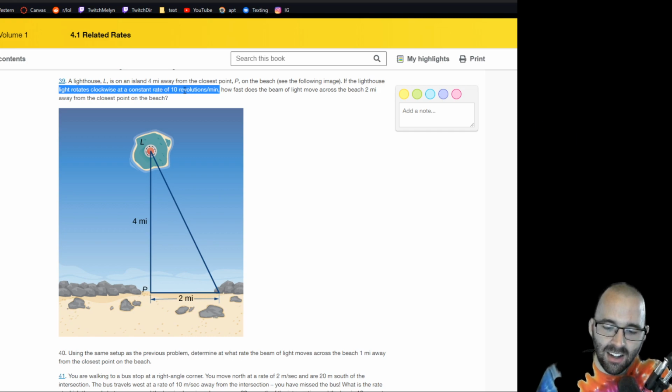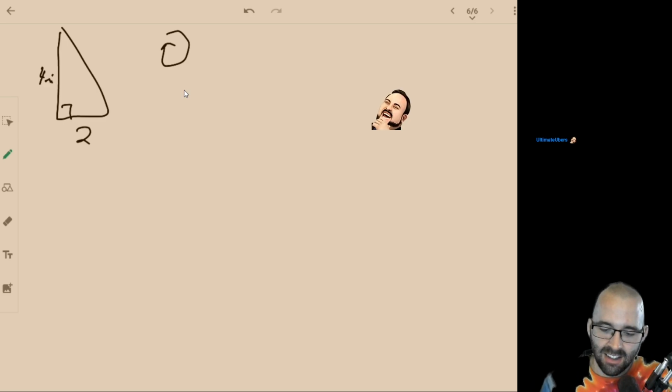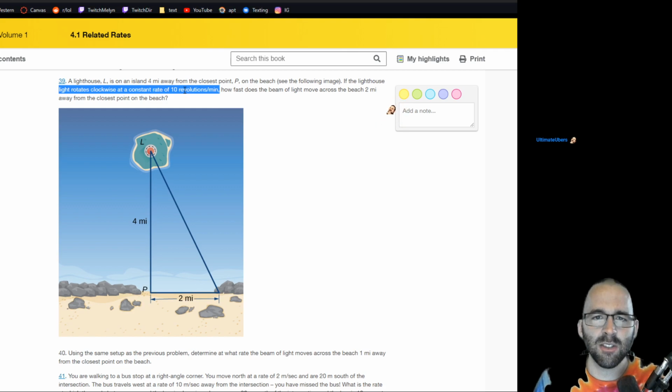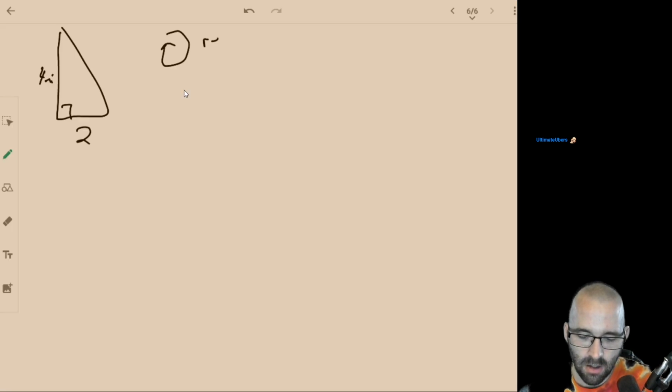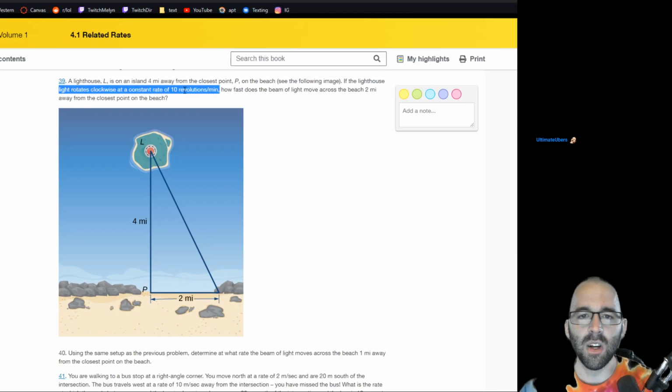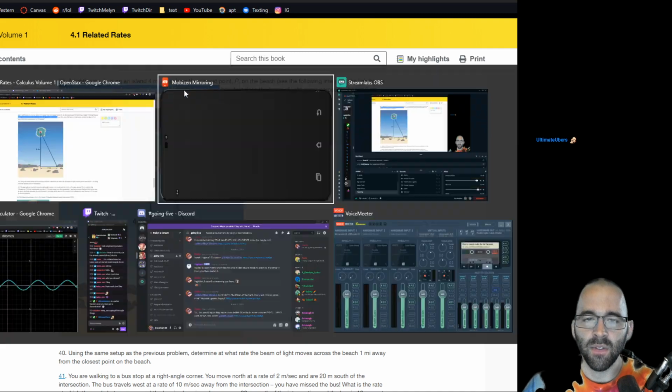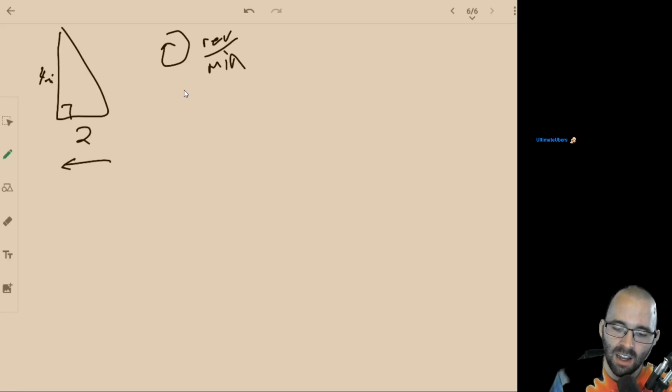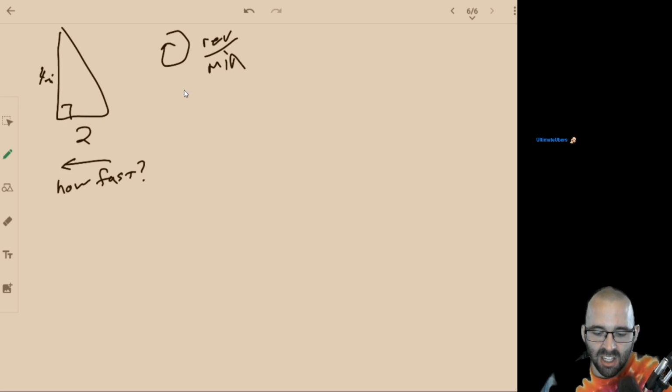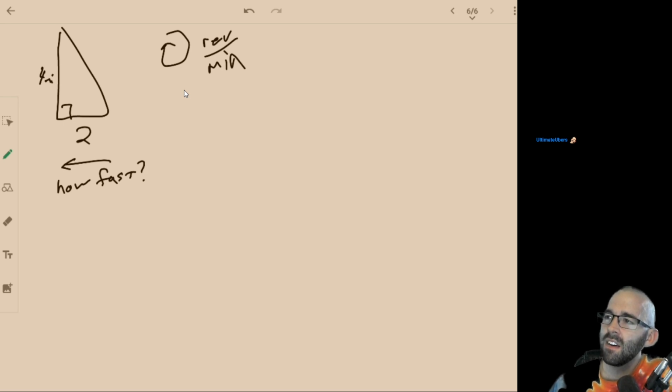The light is rotating this direction at 10 revolutions per minute. The question is, how fast is the beam of light moving at 2 miles? In any application problem you're doing, the most important thing is to get a good idea, a good picture. I can't draw good pictures, but I do my best. Oops, I missed a 10 right here: 10 revolutions per minute.